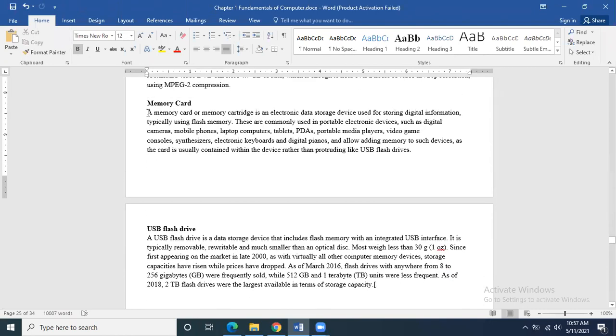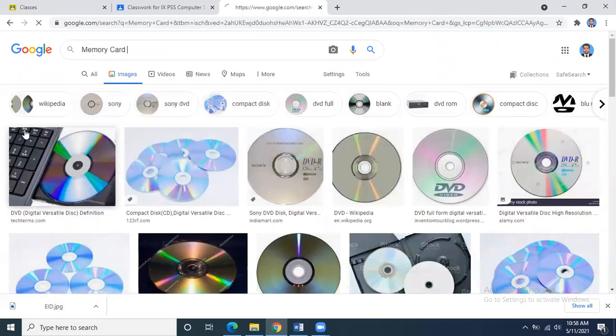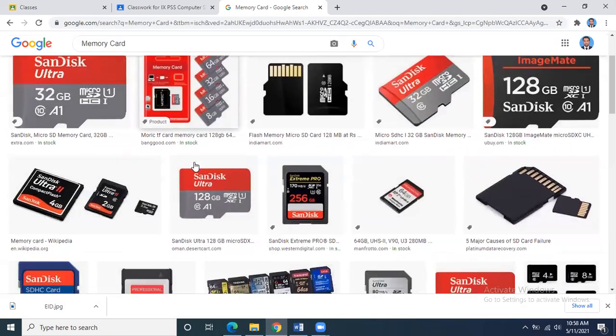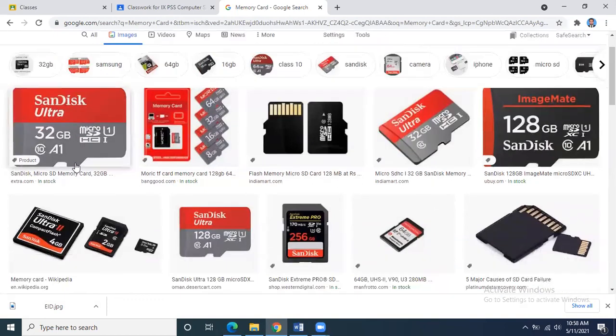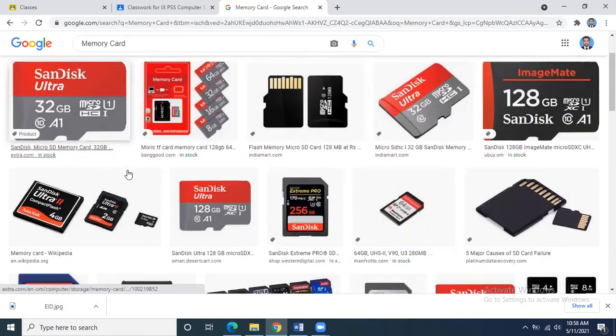Now come towards the next storage device, which is called a memory card. Memory card, I think all of you are also aware about it. You know, these are the short definitions which come in your exam for 3 marks maximum, or the question can be constituted using MCQs as well. You know that these memory cards are basically solid state storage.